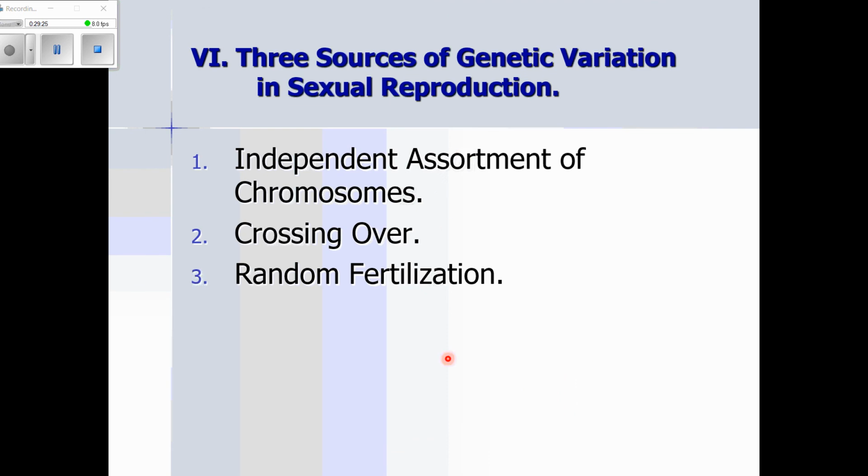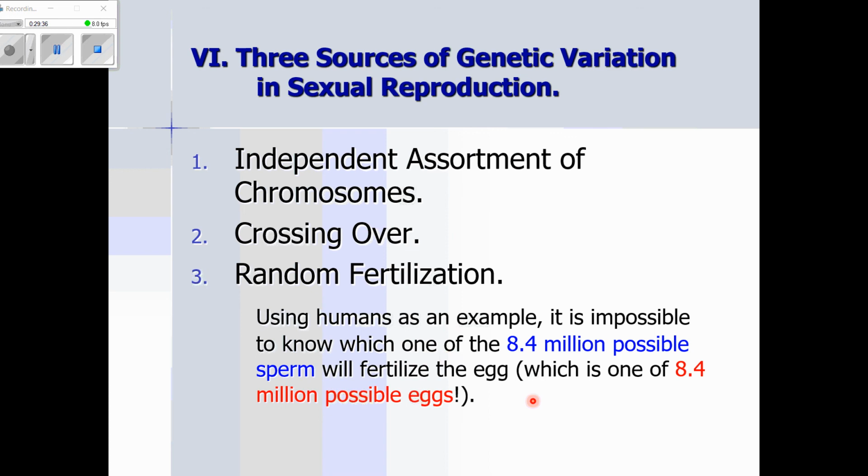And finally, the third source of genetic variation in sexual reproduction is random fertilization. And that simply says this.